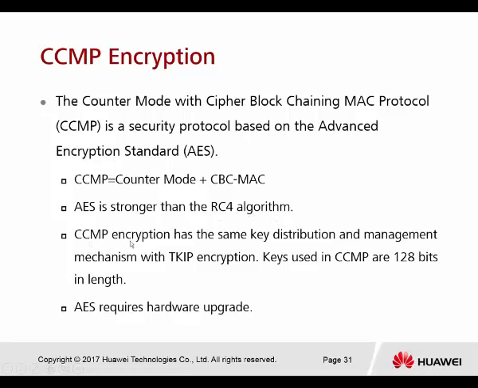The CCMP encryption has the same key distribution and management mechanism as TKIP. So it looks like TKIP and CCMP have the same level of encryption, using the same key distribution. The key used in CCMP is 128 bits in length. It's longer. AES requires a hardware upgrade.